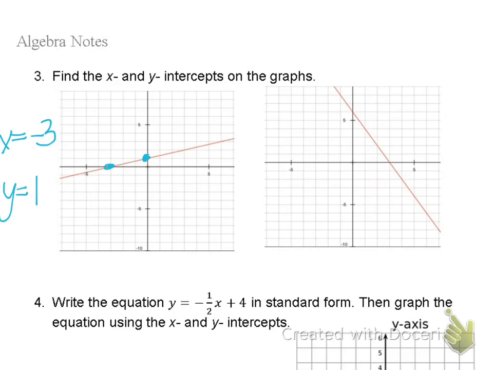And then over here we have the x. It's crossing the x-axis right here, so x equals positive 3 this time. And it's crossing the y-axis up here, which is y equals 6. So pretty simple when you already have the graph in front of you.